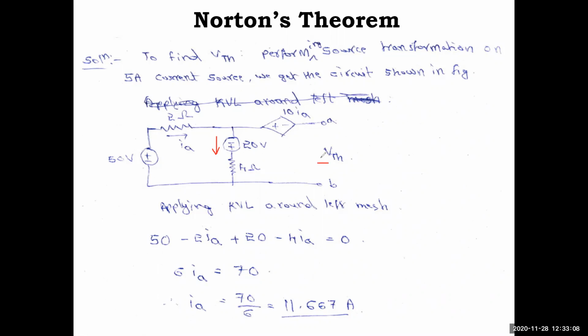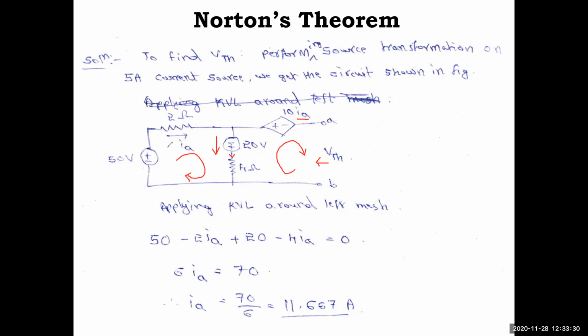So now we have to find the VTH. VTH means what? This loop voltage. So in this loop what do you have? 20 volt you have, 4 ohm you have, 10 IA you have. But we don't know the branch current. This branch current we don't know, which is IA, and here also 10 IA is dependent on this current. So that's why we require IA. That's why first we'll apply KVL to this loop.